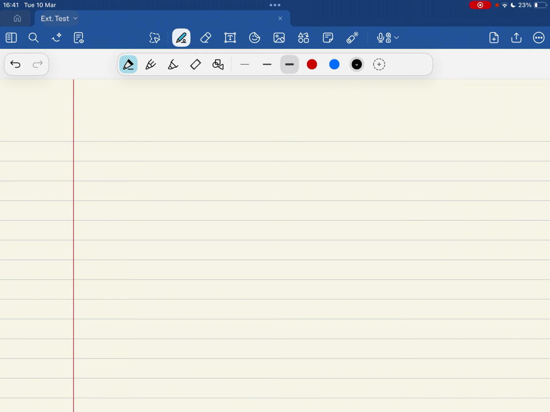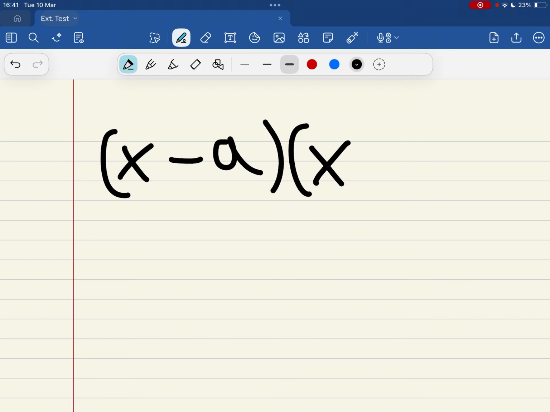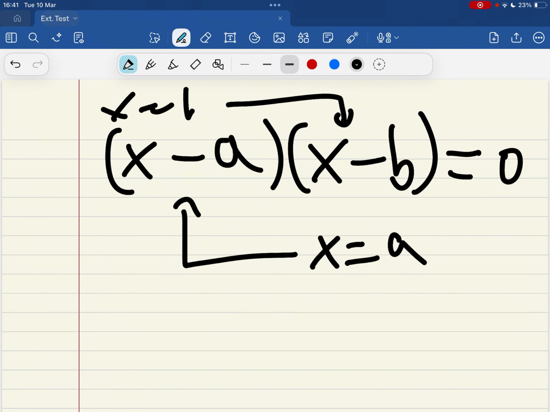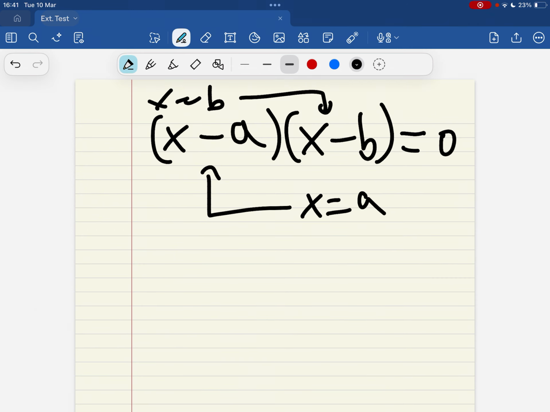Remember, any quadratic you can factorize it, and if you factorize it into the form x minus a times x minus b equals 0, then the solutions are either x equals a or x equals b. And the way you can find this factorization is there's a lot of different ways. There's a cross way. Let's say we have x squared plus 2x minus 8, okay?